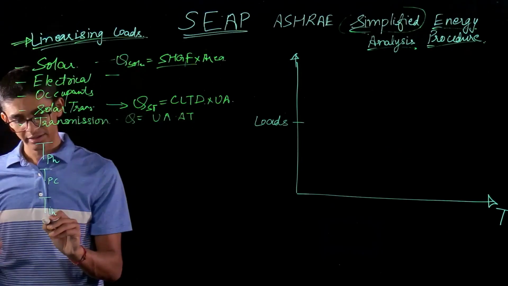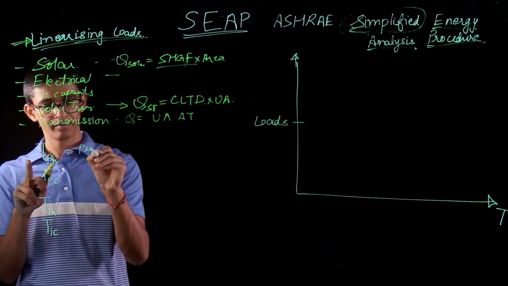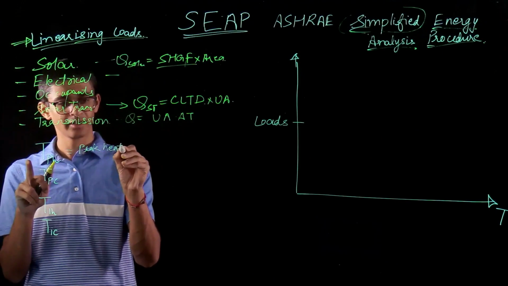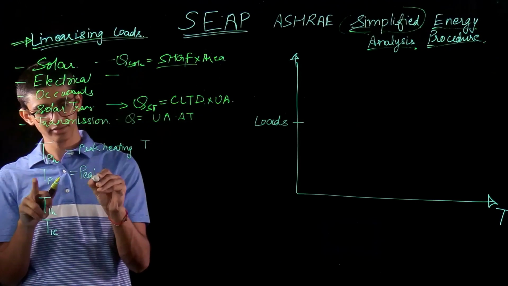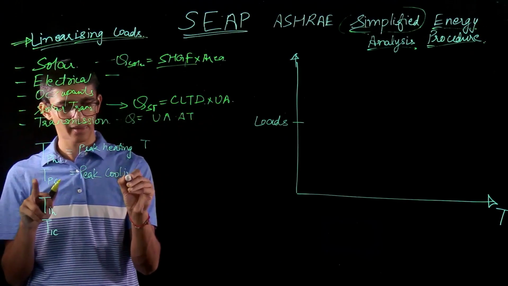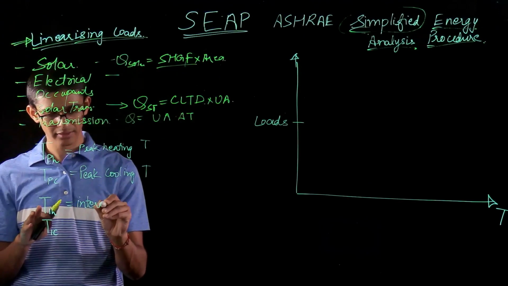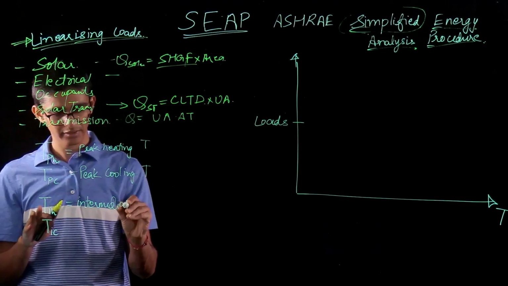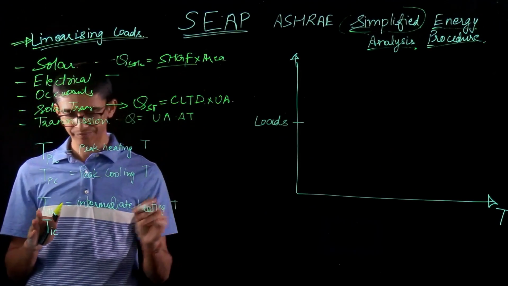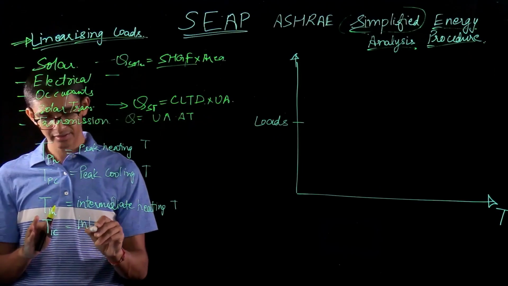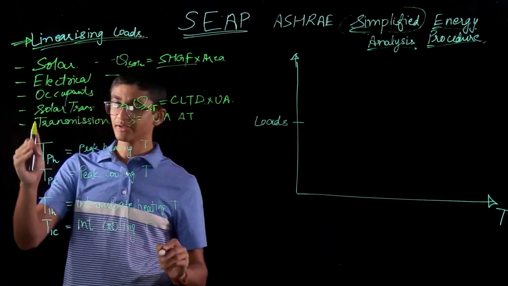TIH, and TIC. TPH is the peak heating temperature. This is peak cooling temperature. This is intermediate heating temperature and the intermediate cooling temperature. What I mean is these are the 4 different temperatures.